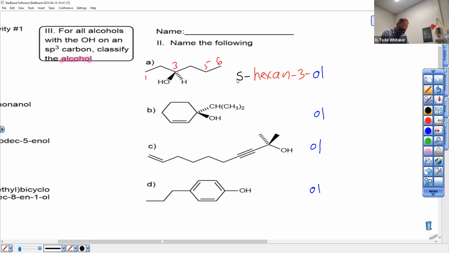All right. Now, where do you think carbon 1 is in B? On the right side here. Alcohols are the most important functional group in this course. So we finally hit the pinnacle. So OH has to be on carbon 1 in a ring here. So that's a 1-ol.